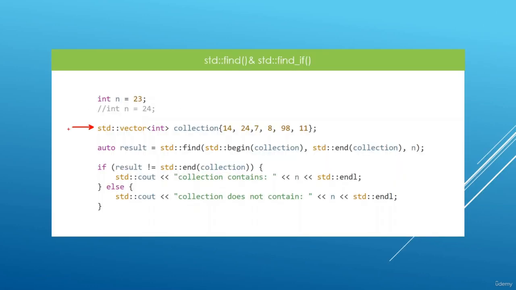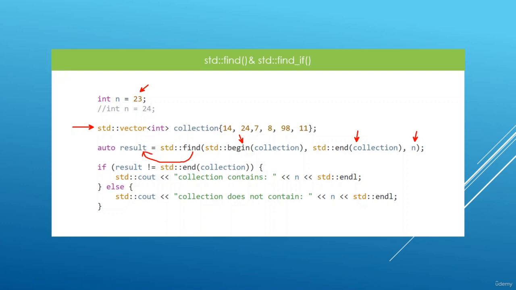So we have a std::vector and we want to find the value 23. We are going to use std::find and specify the beginning iterator and the end iterator. At the end, we specify what we want to find. This is going to search for this 23 value in this collection. If the value is found, we're going to return an iterator pointing to that value.